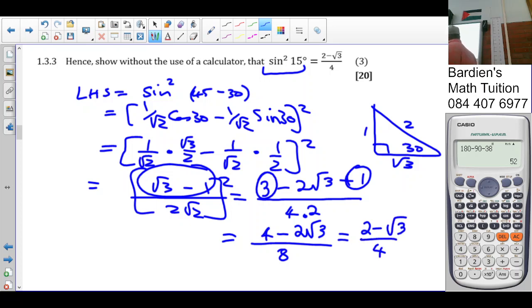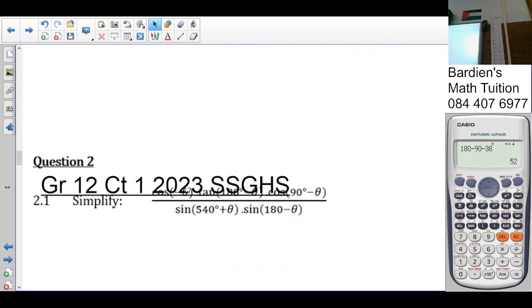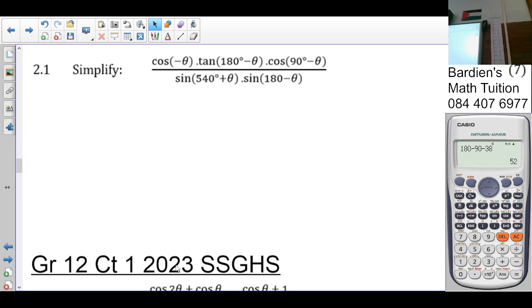And that is equal to the right hand side. Okay. So it is equal to the right hand side as proven there. Let's look at number 2.